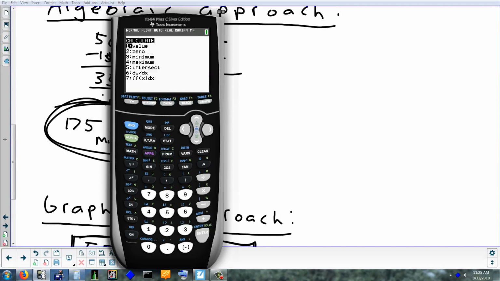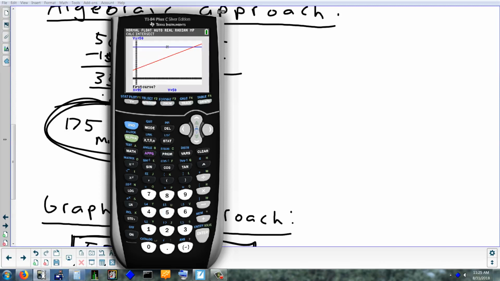Once you press second calc, you should be at this menu. Anybody that didn't get to this menu? Did you press second and then trace? You got it, okay. So we want to find where the two lines cross, so which one of those options do you think we want? Well, Rachel? 5. Intercept. So you can just press 5.